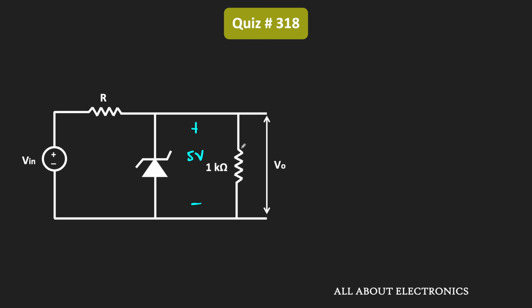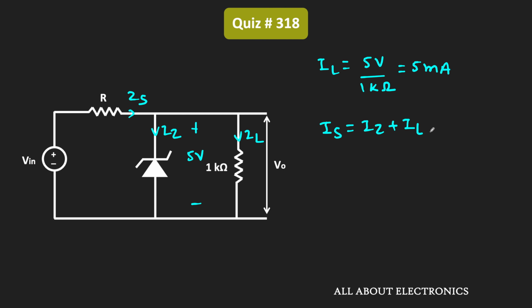So here, let's say the current through this 1 kilo ohm load is equal to IL. So in this case, this IL will be equal to 5 volt divided by 1 kilo ohm, that is equal to 5 milliampere. And whenever the Zener diode is operating in the breakdown region, then some current will also flow through this Zener diode. So let's say this current is equal to Iz. And let's say the current which is supplied by the source voltage is equal to Is. So we can say that this Is is equal to Iz plus IL.